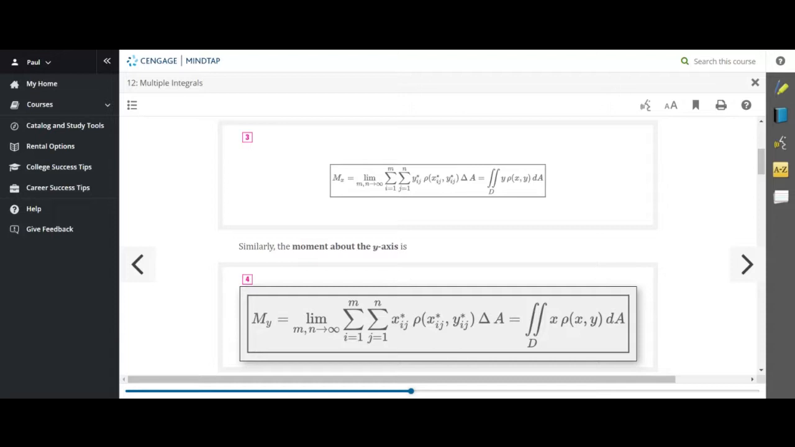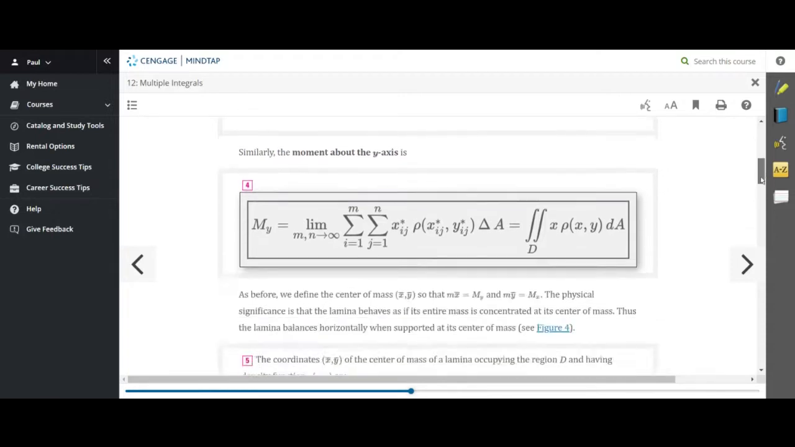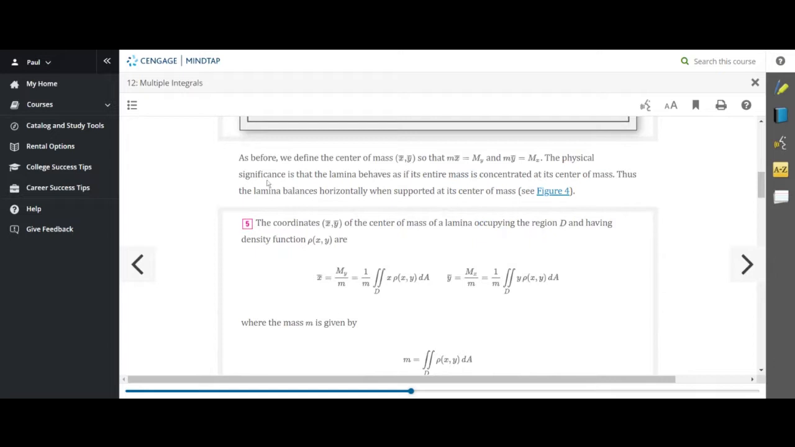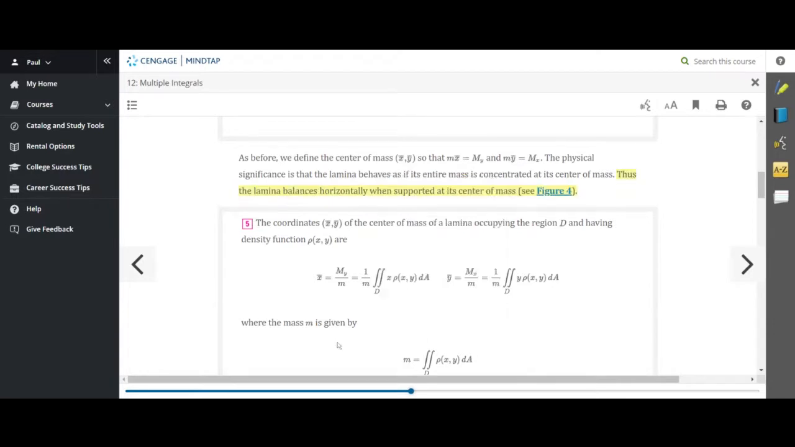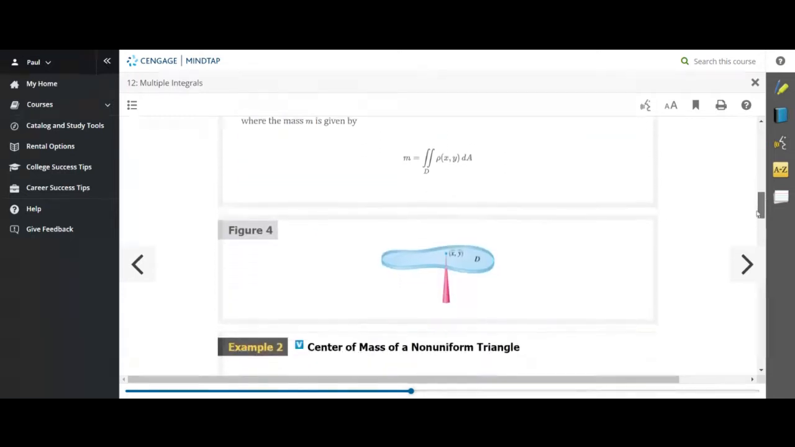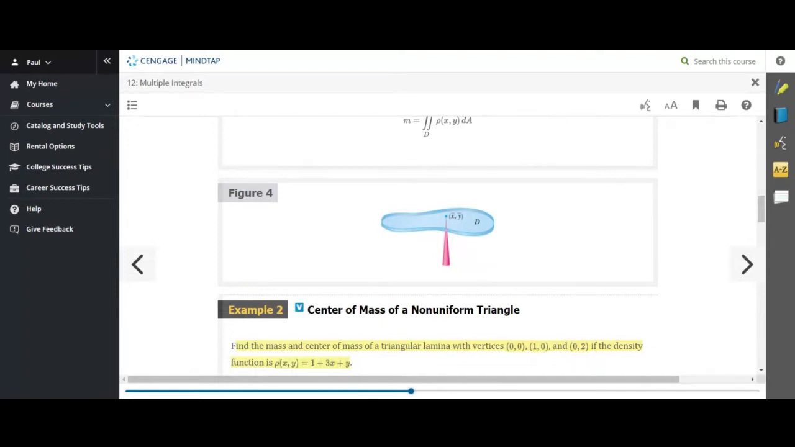So now let's see what the center of mass would be. Okay, the center of mass. Here they say the lamina balances horizontally when supported at its center of mass. And they have a figure 4 here. I think I'll show that figure 4. There we go. So you see the x bar, y bar, that coordinate is the center of mass for that lamina D.